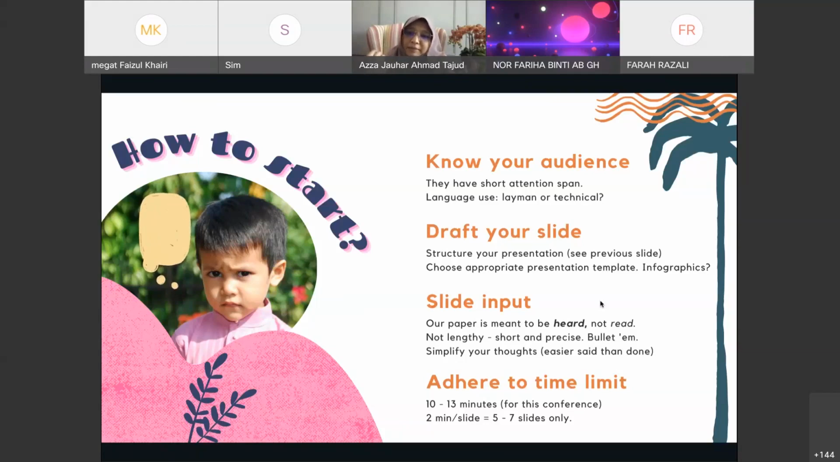Therefore, don't do it last minute. Okay, don't ever do your slide a day before the presentation. Kalau boleh buatlah paling cikai 3 hari sebelum, so that you can sleep on it. Bila bangun balik, baca balik je, oh ni tak faham. So you can reflect on your own writing. Alright? Please adhere to the time limit. Okay, adhere to the time limit.